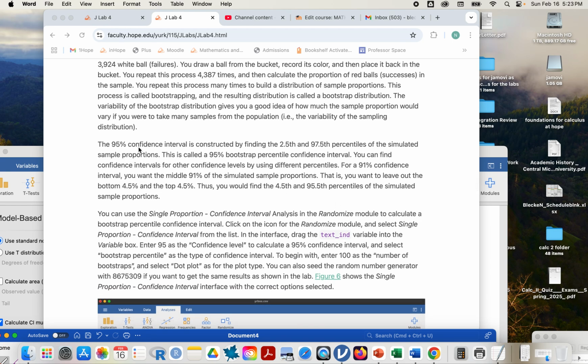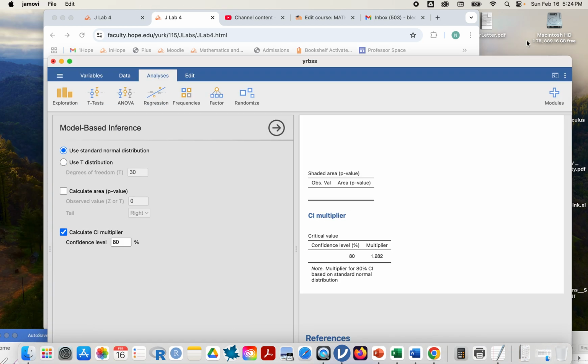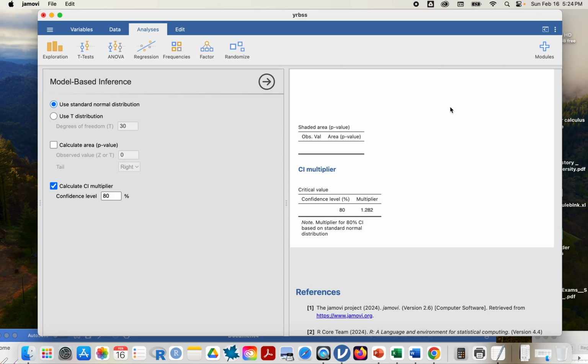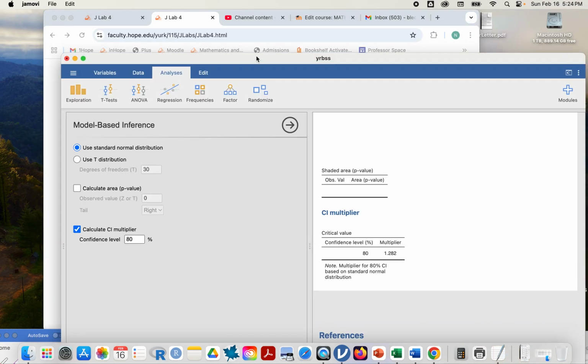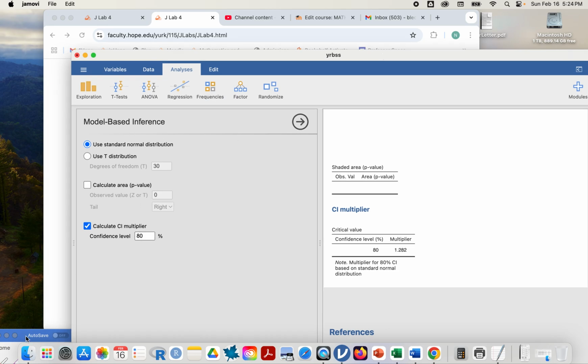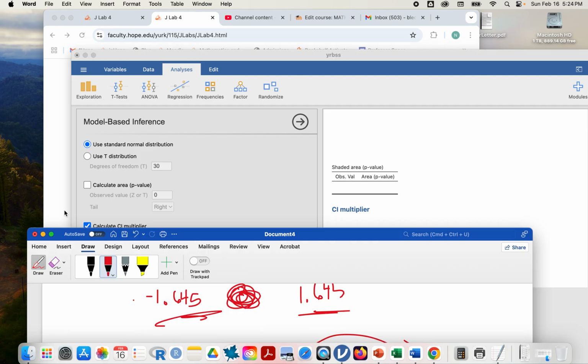Now, the 95% confidence interval, when we look at this, is going to include the 2.5th percentile and the 97.5th percentile. Because your data sets don't always end up balancing out, you could end up with the distance from the middle to the tail on the left and the distance from the middle to the tail on the right being slightly different. Just FYI.